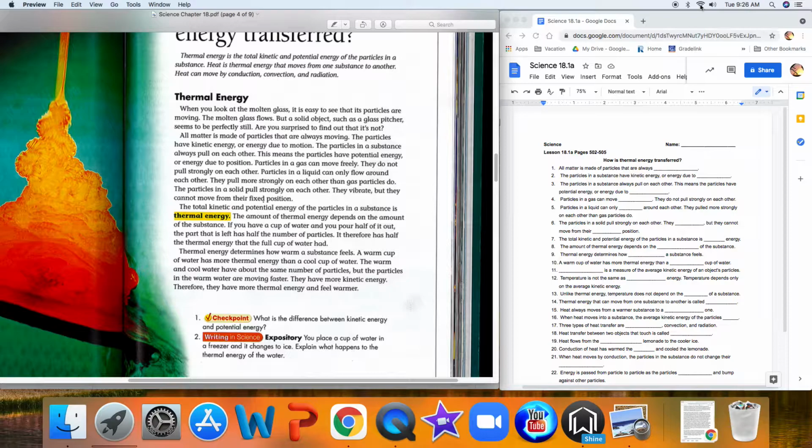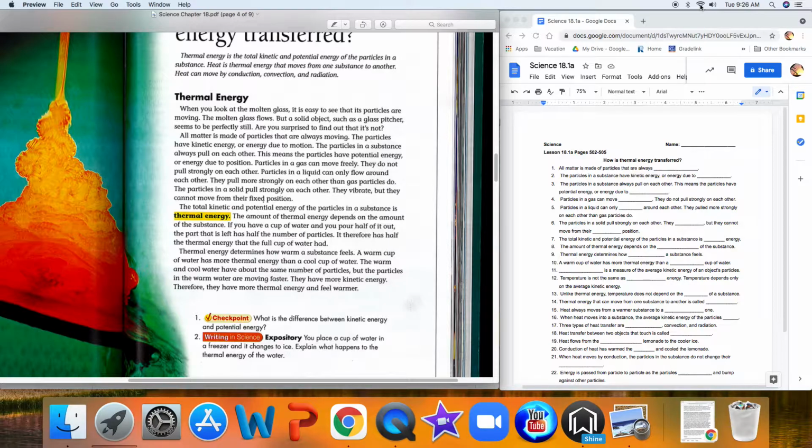That goes right along, though, with number 9. Thermal energy determines how warm a substance is. And then number 10, guys. A warm cup of water has more thermal energy than a cool cup of water. So the hotter you are, the faster the particles move. That gives you thermal energy.